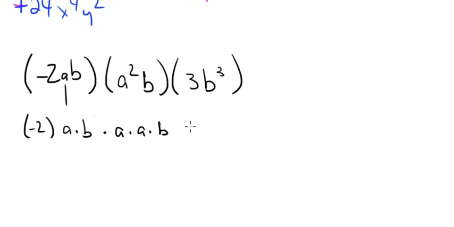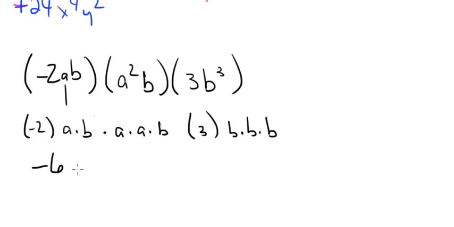And then I have my 3, so I want to separate that. And then how many b's do I have? That's a 3, I have 3 right here. Okay, I'm bringing it all down. So now I want to multiply my constants. I only have negative 2 and positive 3. What's my answer? Negative 6.